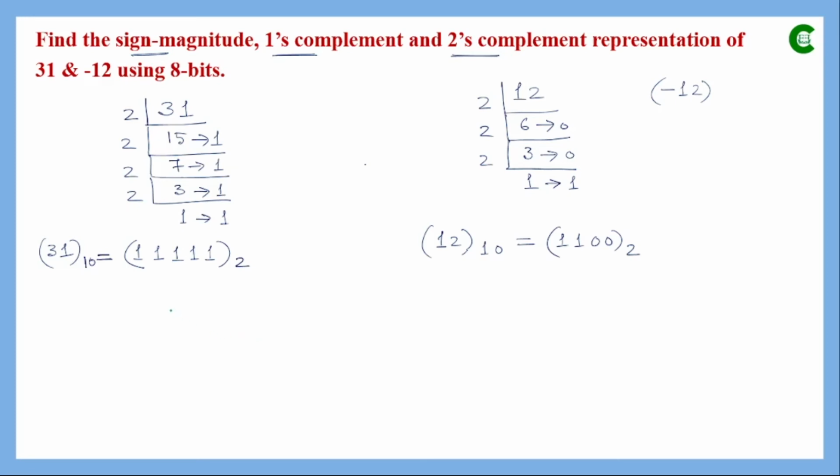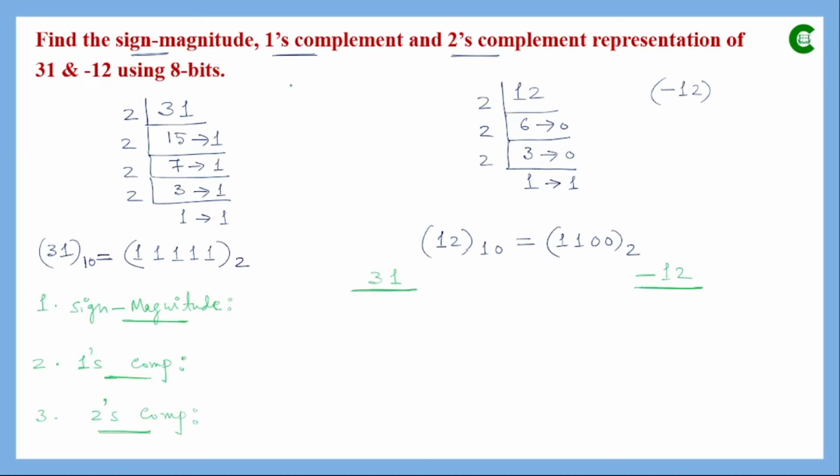Now we will represent these two numbers by using these three techniques. So the first technique is sign magnitude. Here it is given that we have to represent for all these three techniques by using 8 bits. So for 31 we can see we have 5 bits. By using sign magnitude representation, first we will write the magnitude part. So it's all ones in the first 5 positions, but we have to use 8 bits.